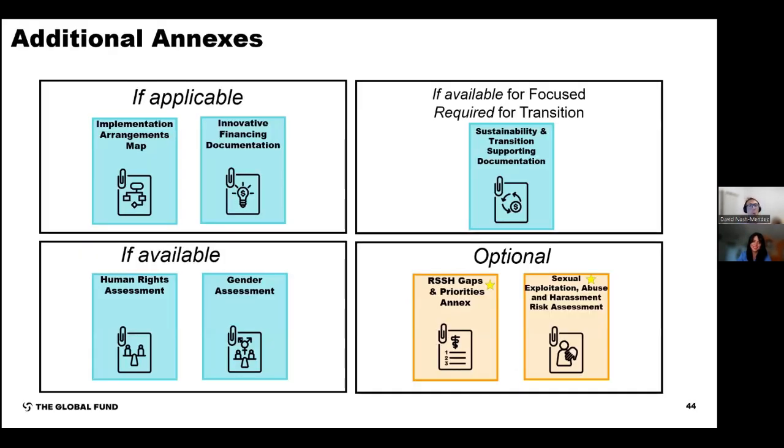So we saw the required annexes. And so now let's take a look at the annexes that are required only for a subset of applicants or which are optional. So top left, we have annexes that are only relevant in specific circumstances. Top right, we have an annex which is to be submitted if available for tailored for focused portfolios applicants, but required if the applicant is applying using the tailored for transition approach. Bottom left, we have other annexes which may be submitted if they are available. And bottom right, we have annexes which are optional, but may improve how applicants consider and plan their programs.